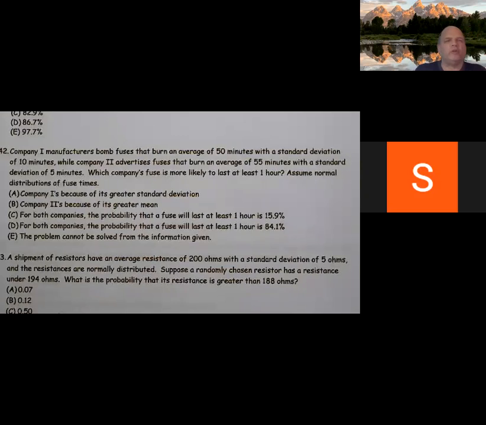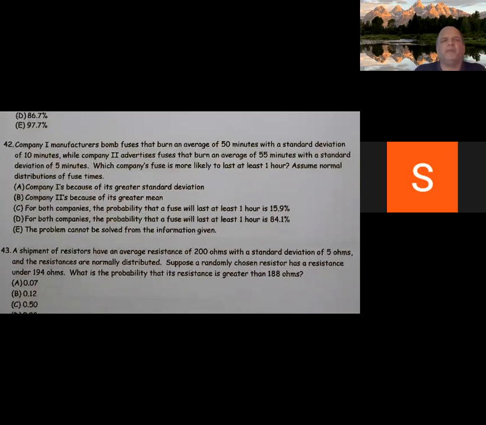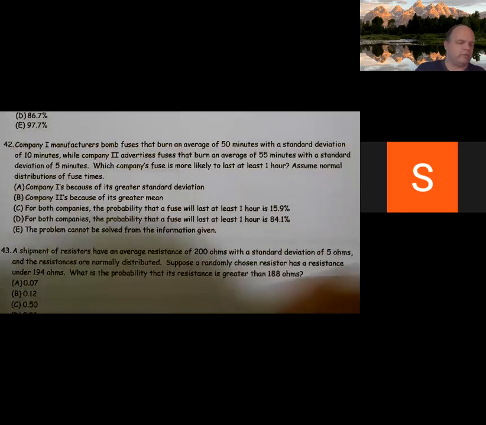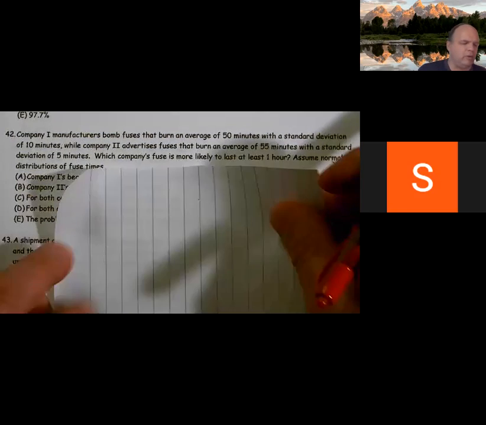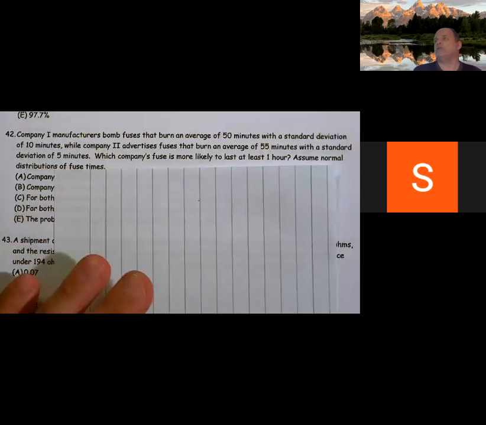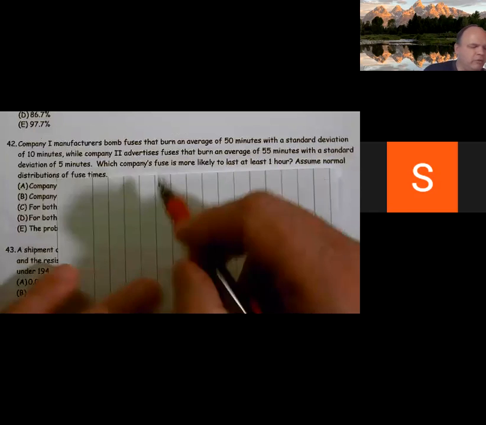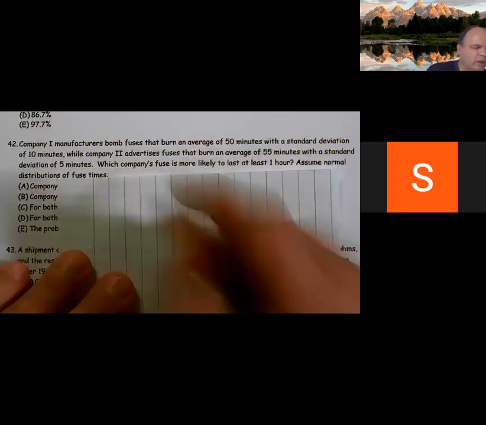All right, this is problem number 42. Company 1 manufactures bomb fuses that burn an average of 50 minutes with a standard deviation of 10 minutes, while Company 2 advertises a burn of 55 with a standard deviation of 5. Which company is more likely to last at least 1 hour? All right, so let's do this. All we really have to do, we can do probabilities, but we can also cut in and just do these as z-scores on this one. We can do either one.